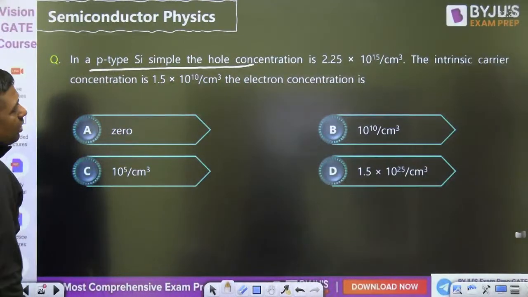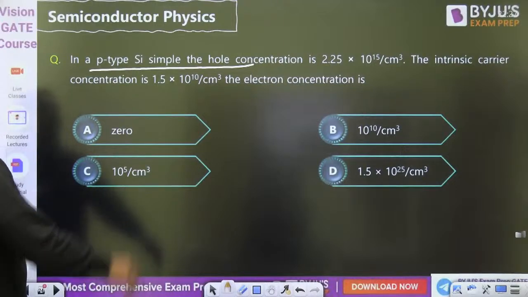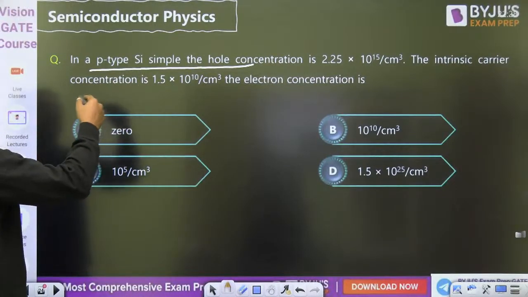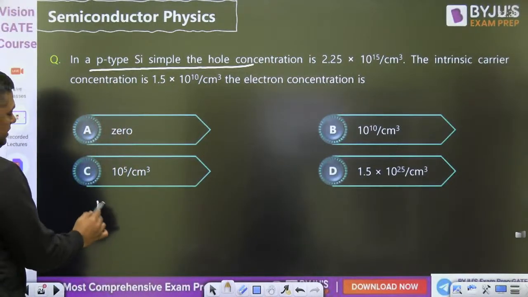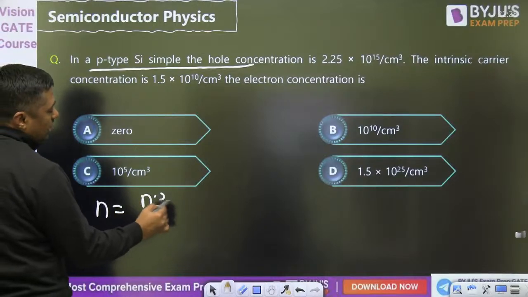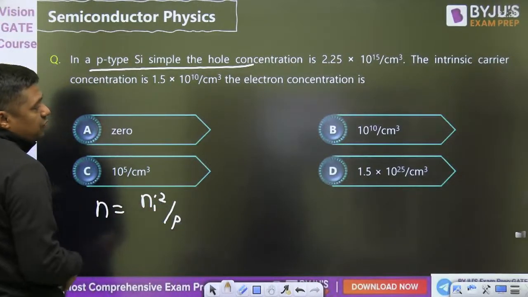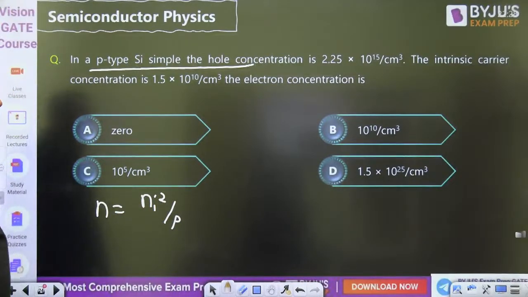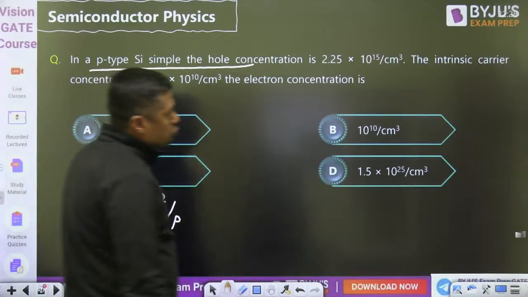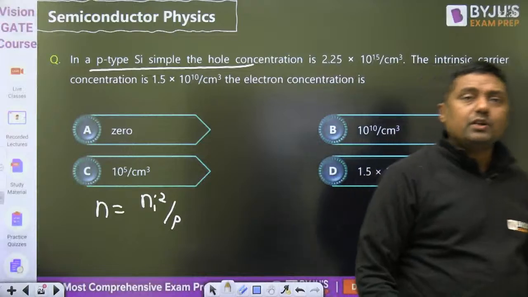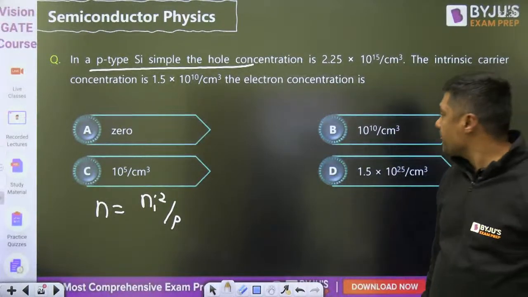According to the mass action law, in p-type silicon the hole concentration is given. What is the electron concentration? Ni square by p. Use this formula and you can find it. Okay, very, very easy one. We can expect this type of question. 10 to the power 5 will be the answer.